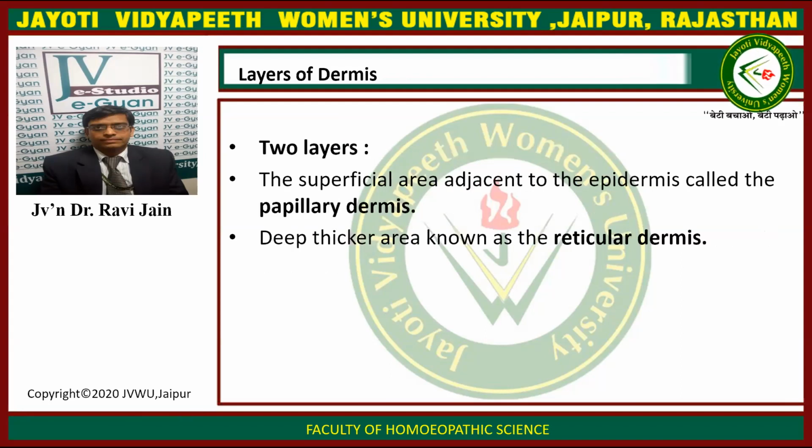Next, we come to the dermis. The dermis lies beneath the epidermis, and it has two layers. The upper one is the papillary dermis, and the lower one is the reticular dermis. The superficial area adjacent to the epidermis is called the papillary dermis, and the deeper, thicker area is known as the reticular dermis.